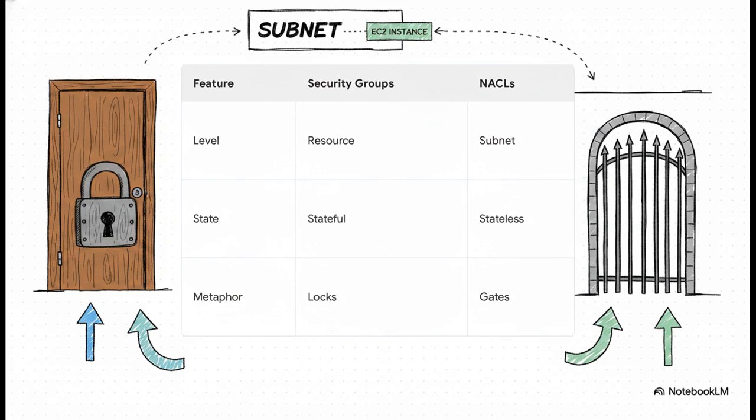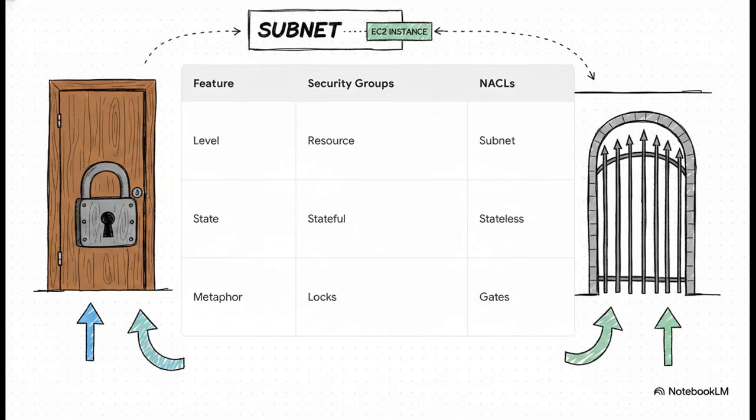Okay, this is absolutely crucial to understand. The difference between security groups and network access control lists, or NACLs. NACLs operate at the broader subnet level. They are stateless, which means you have to explicitly write a rule for traffic going in and a separate rule for traffic going out. Think of the NACL as the security gate at the main entrance to the room itself.